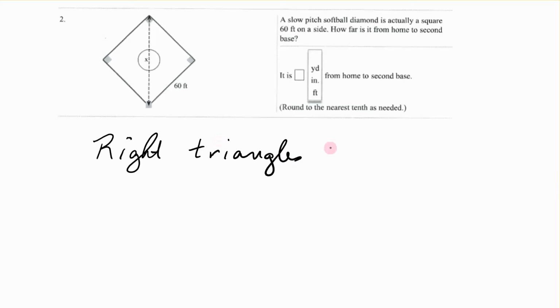All right, right triangles. That is a triangle that has a right angle.